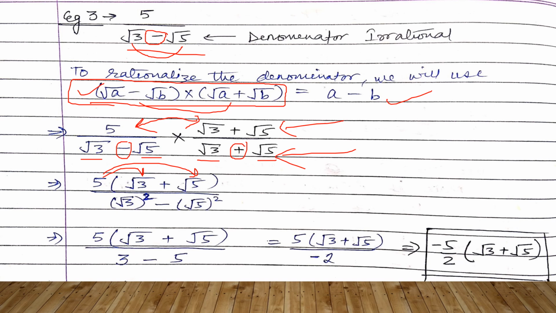And in the denominator we have a minus b times a plus b, which is a square minus b square, that is root 3 whole square minus root 5 whole square. Very simple. And you can solve it as 3 minus 5. The minus 2 is left over here. Finally, the answer is minus 5 by 2 times root 3 plus root 5. This is the final answer. So we have rationalized the denominator.